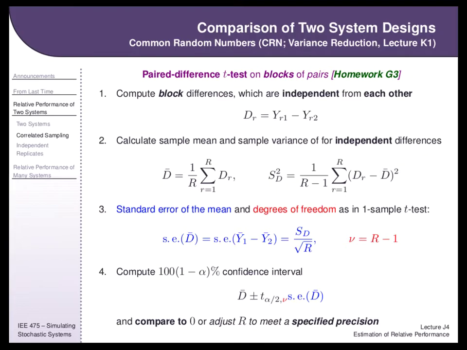And so in a one sample t-test, the standard error of the mean has this formula. In a one sample t-test, I have r minus 1 degrees of freedom. And so that tells me how I form my confidence interval. It's just the average difference plus or minus the critical t-value times this standard error of the mean. And so that's how I build a confidence interval for the paired case. And that's exactly what you did in homework G3.